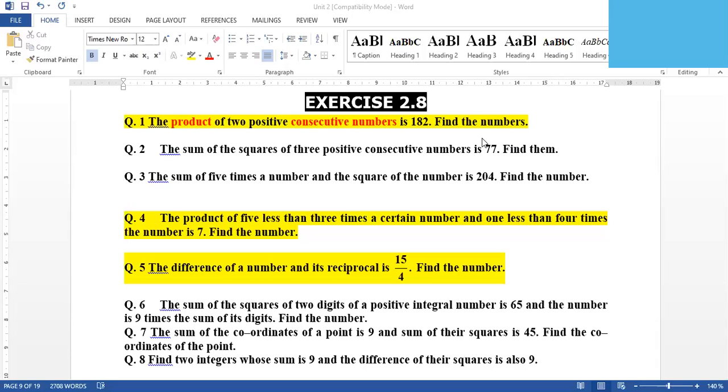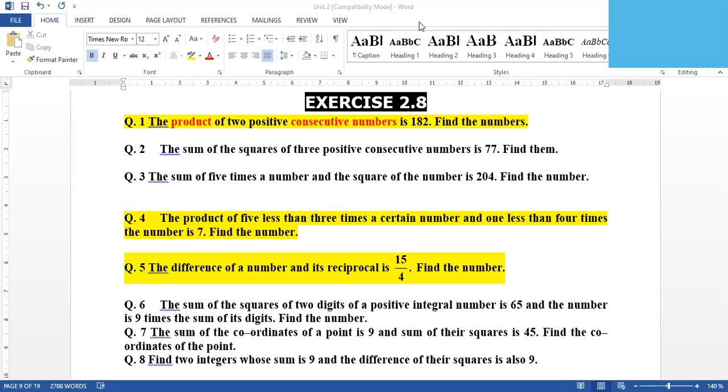Actually, this exercise basically deals with the translation of word problems into an equation. We have already learned how to solve those equations in the beginning of this book, in chapter number 1 and chapter number 2. These questions are much easier than what you have done in exercises like 1.2, 1.3, 1.4, or even 2.2 or 2.5. You can consider the earlier first 5 questions as short questions only. So the product of two consecutive positive numbers is 182.